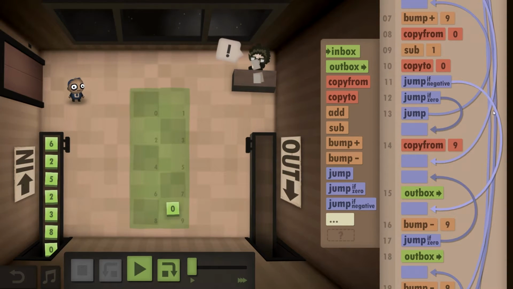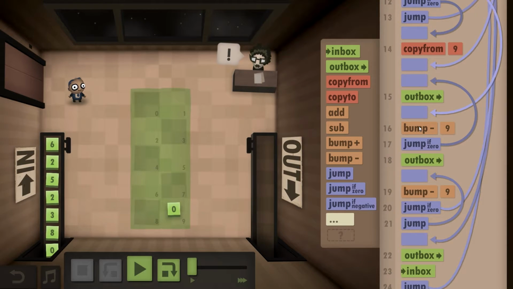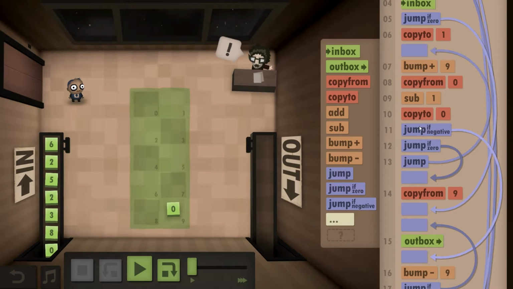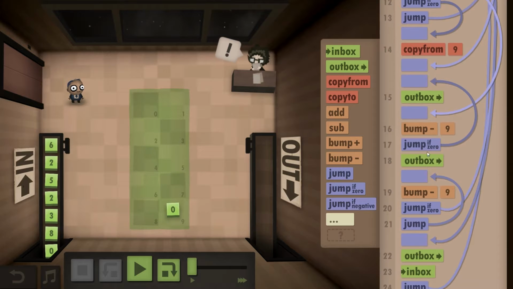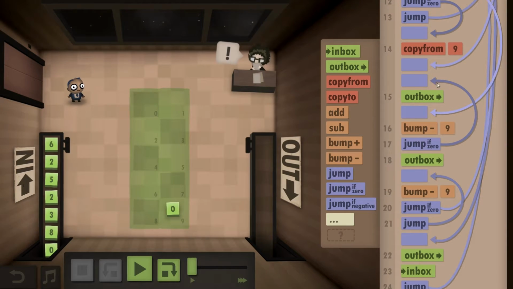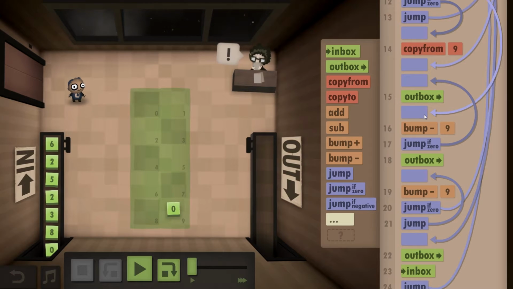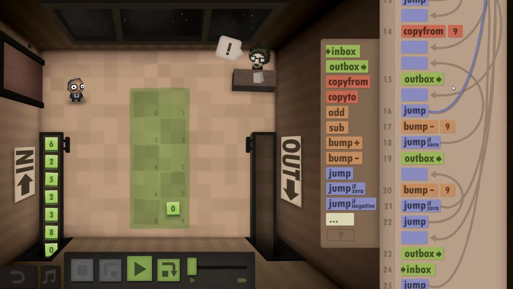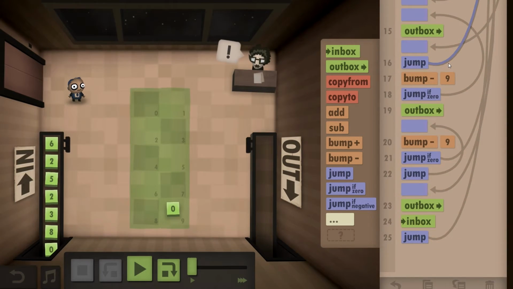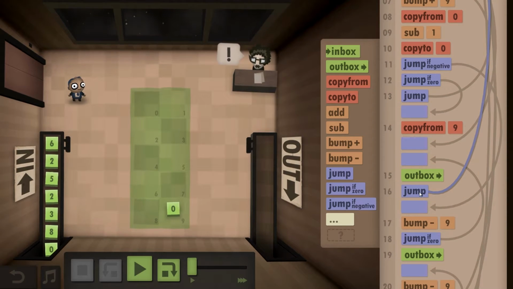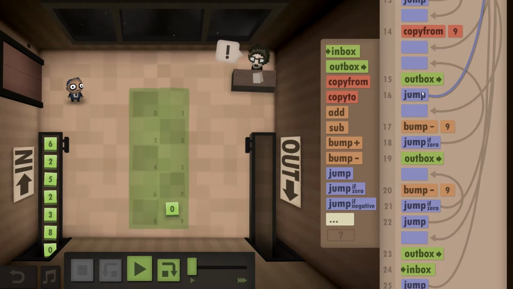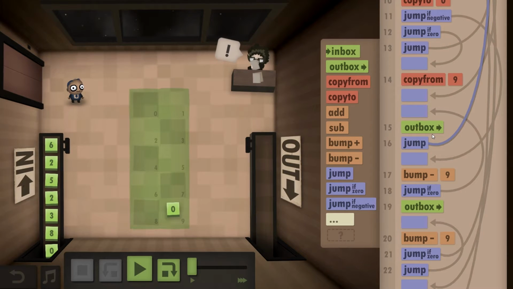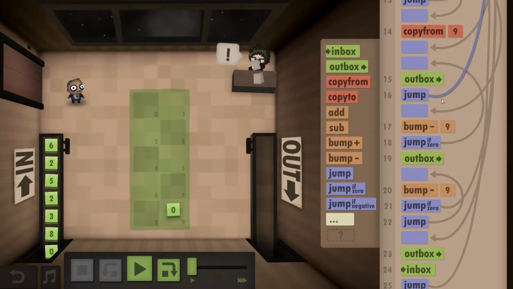If we have a negative, we jump down to here. We bump 9 down. Which is completely wrong. No, it's not. We bump 9 down and outbox it. If it's 0, we just outbox it. Let's put that jump back in, just in case. But this needs something here, because that was preventing us doing the bumps.